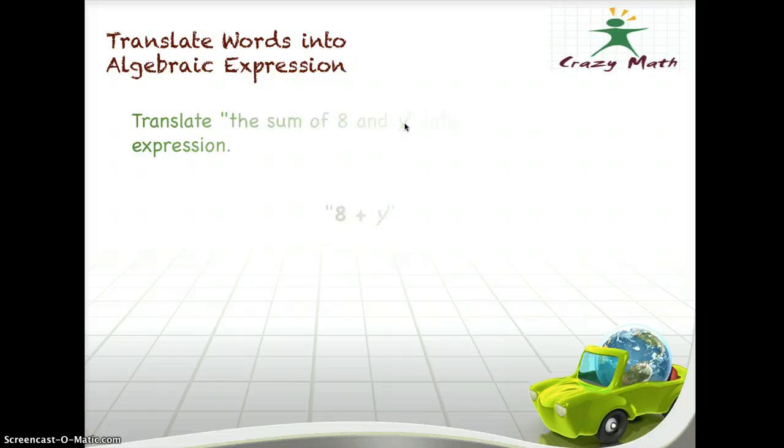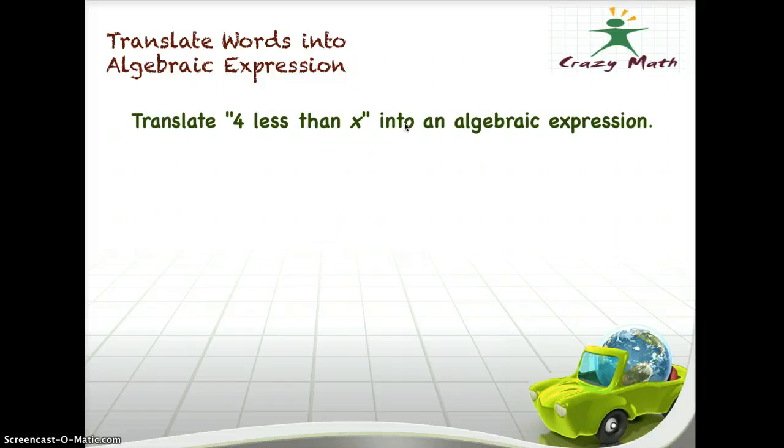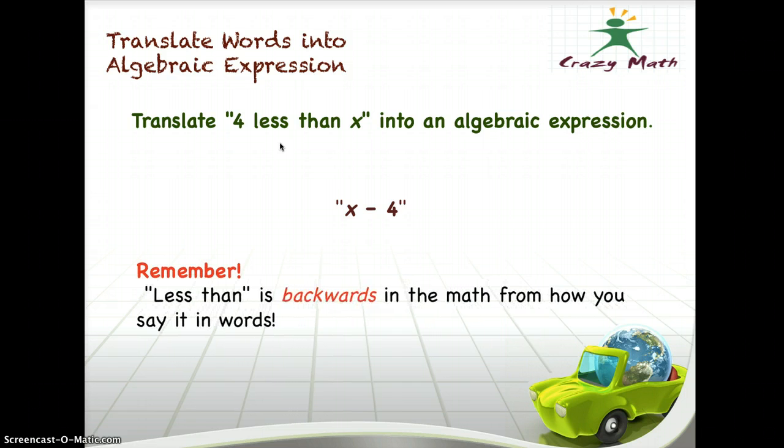Okay. Another one. Translate 4 less than x into an algebraic expression. We have the constant 4 and the variable x, and less than should indicate subtraction. So we're going to write the algebraic expression x minus 4. Now remember, less than is backwards in the math from how you say it in words. Whenever you see the word or the phrase less than, you're actually doing it backwards. We're going to have another example later.